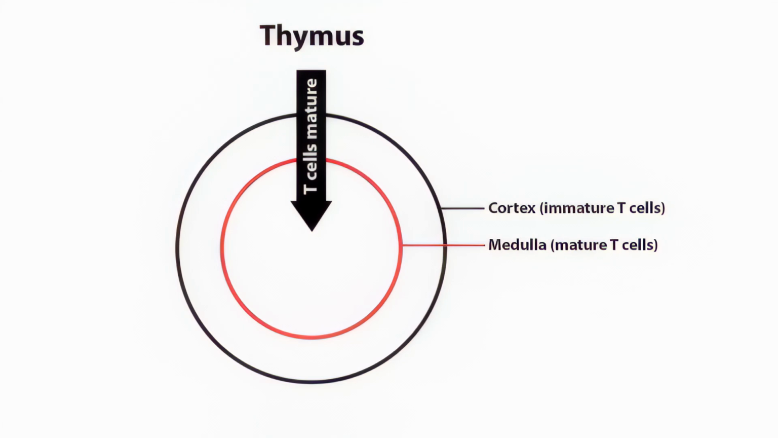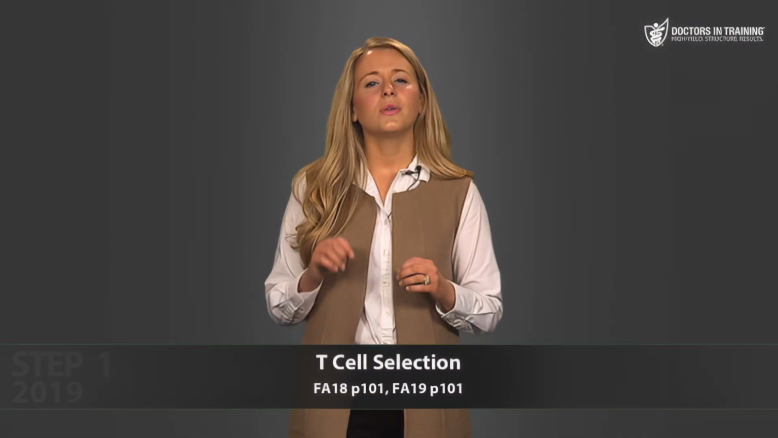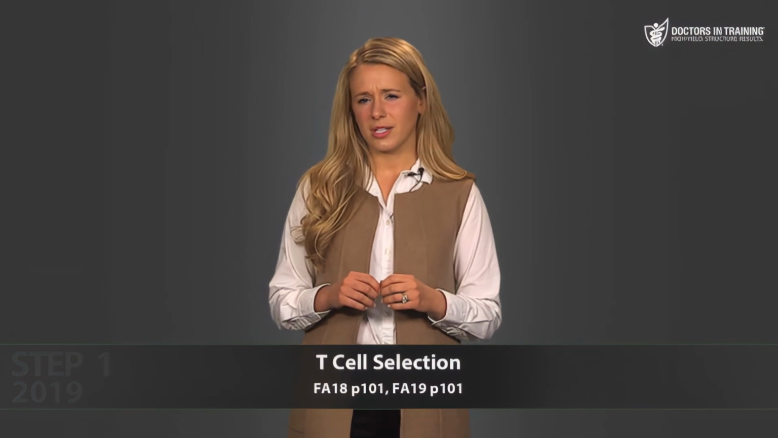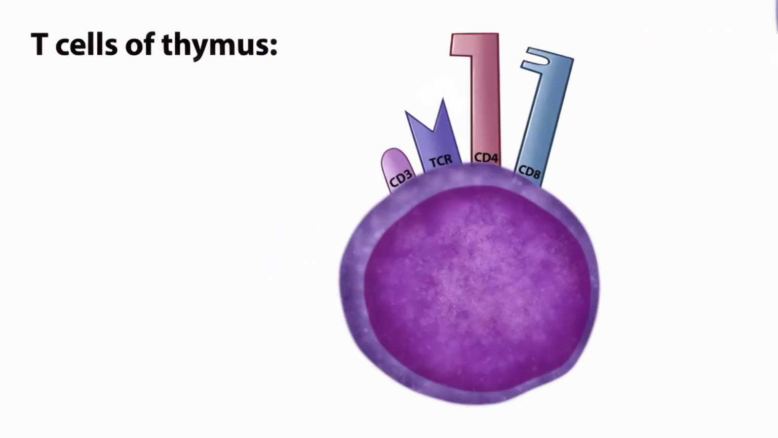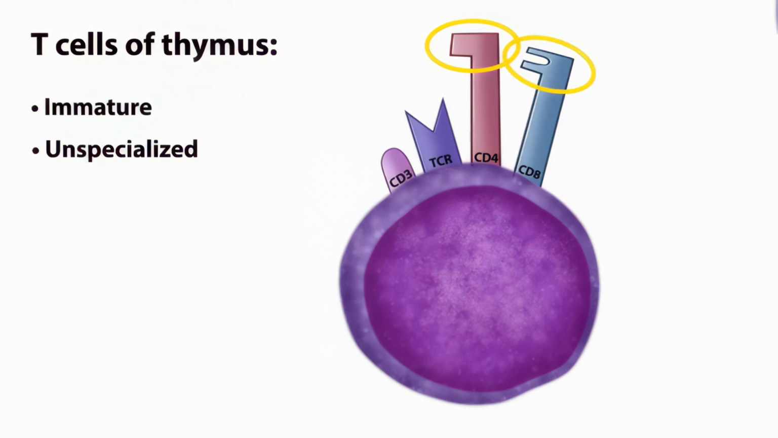And as they move from the cortex toward the medulla, a very important process called selection is taking place, where you're selecting for T cells that you want to keep and removing the T cells you don't want to keep. So how exactly does this differentiation and selection work? So T cells in the cortex of the thymus are immature and unspecialized, and they have both CD4 and CD8 surface markers. They also have T cell receptors, which can bind to antigens in MHC molecules.